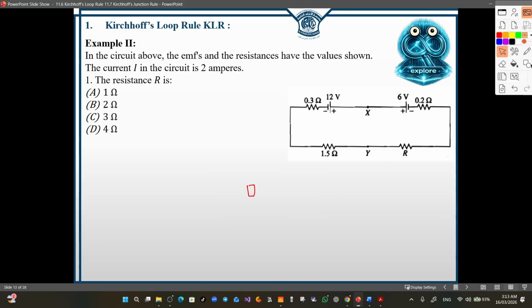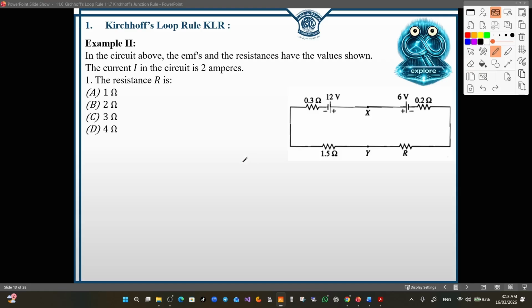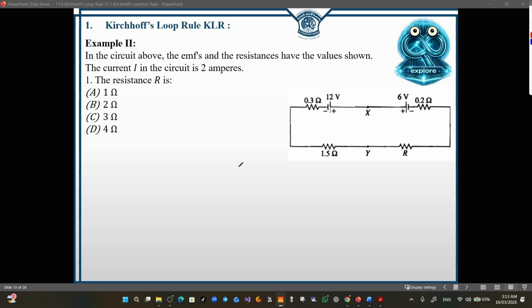Now, another example. In the circuit above, the EMFs and the resistances have the same values shown. The current I in the circuit is 2 amperes. We need to find the resistance R, so we know that the current in the circuit is 2 amperes.